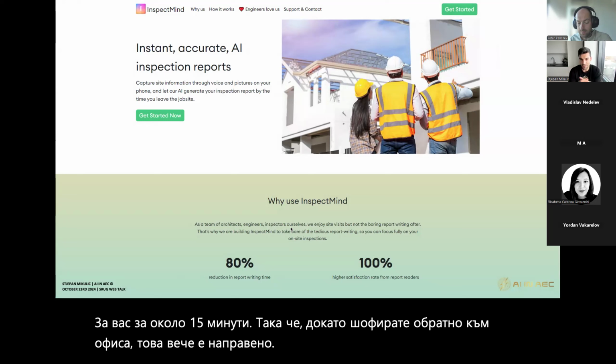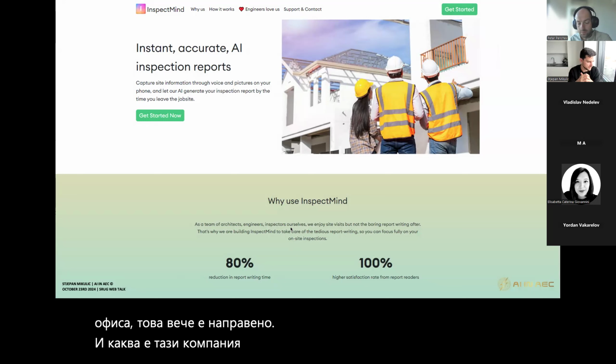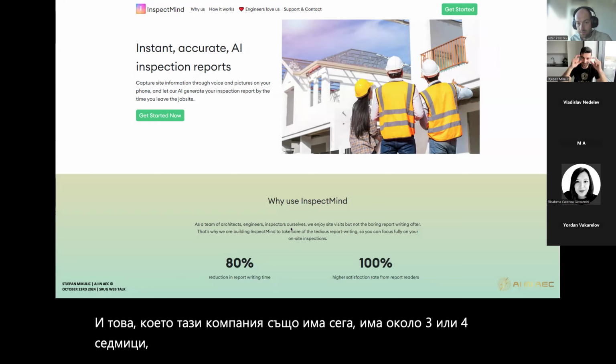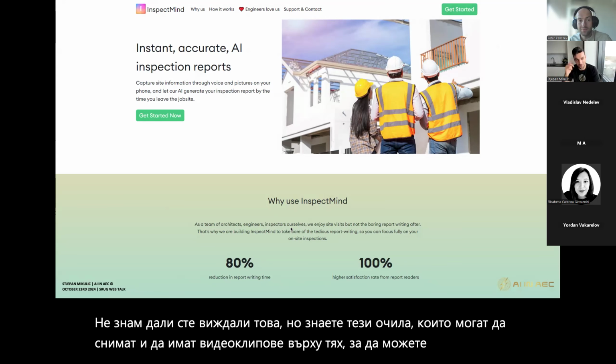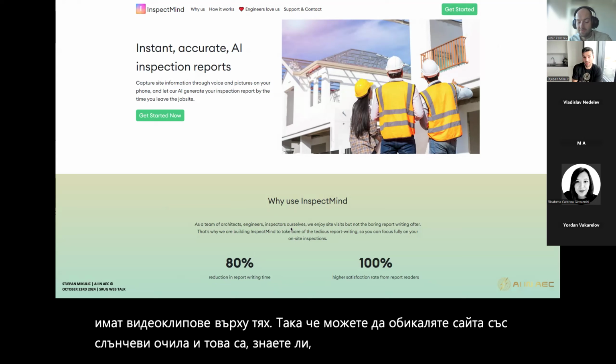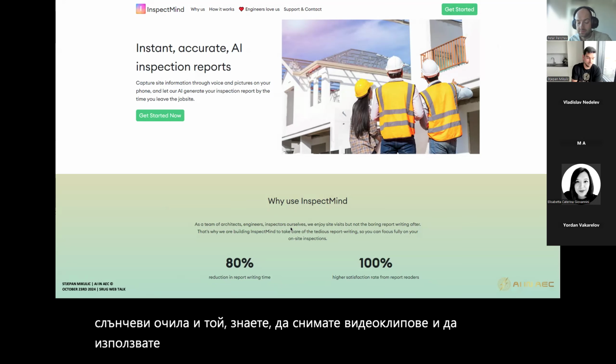And this company has also now, for like 3 or 4 weeks, been testing out the Meta Ray-Ban sunglasses. I don't know if you've seen that, but these glasses can film and have videos on them. So you can go around the site with sunglasses, they film videos, and you use those videos as the base for making these inspection reports.